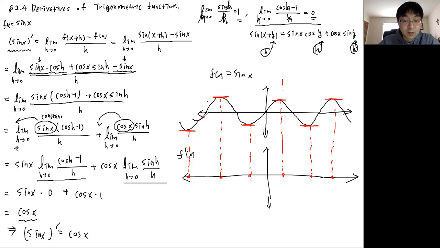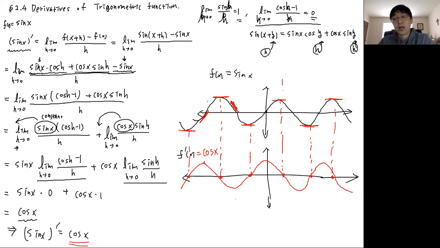So what happened to this portion? The slope is a positive number above the x-axis. Here the slope is below the x-axis, a negative number. You can connect them, and the graph is like this. So what's that? This f prime of x is exactly cosine of x. We have the same result.